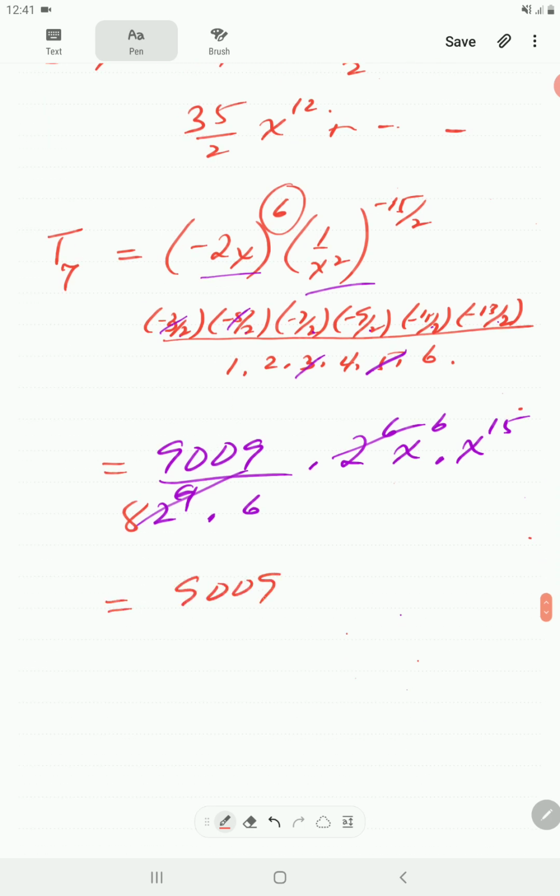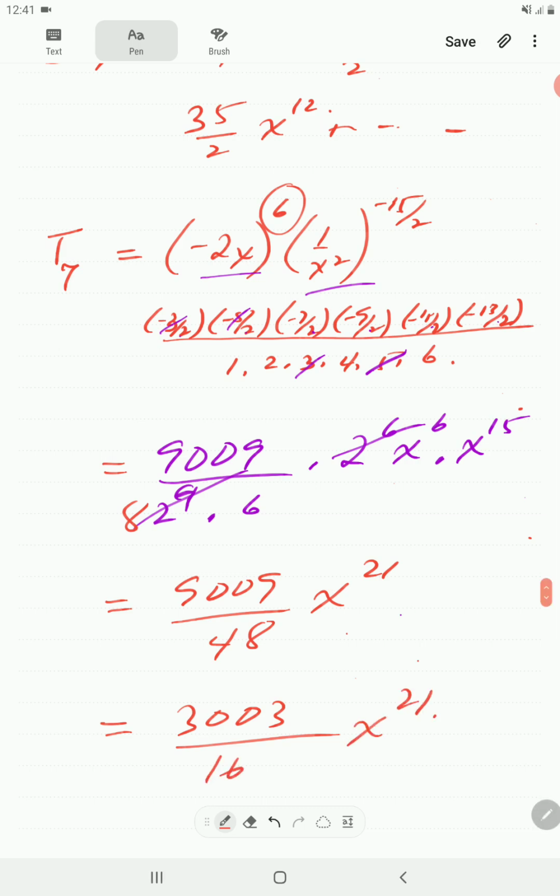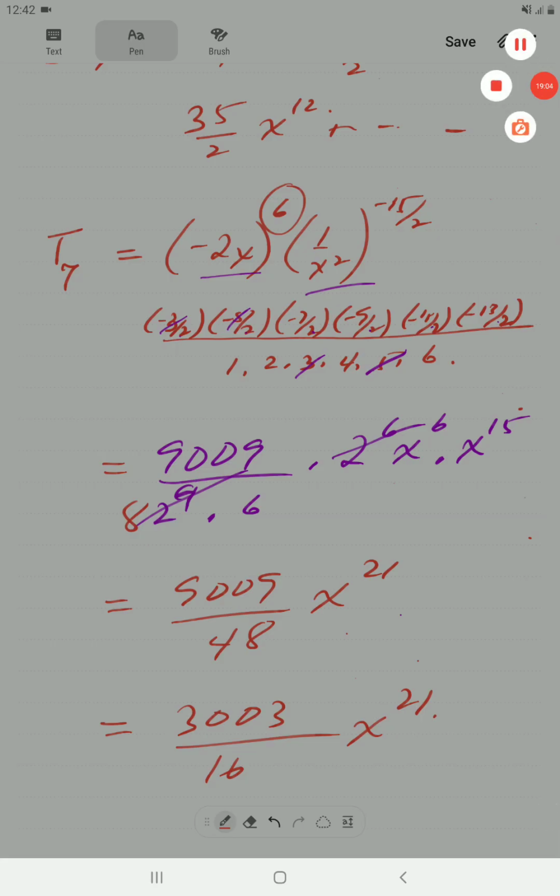So we're going to have 9,009 all over 48. There might still be a factor of 3 there. So we'll divide by 3 in a moment. x to the power 21. Divide this by 3. We are going to have 3,003. And then 48 over 3 is 16. So that's going to be term number 7.